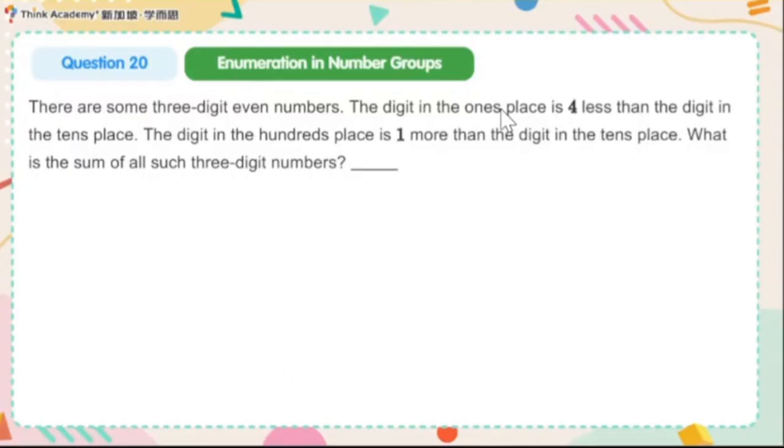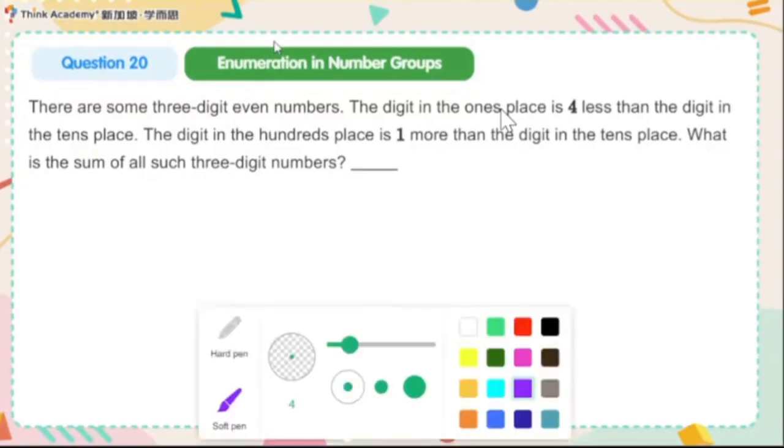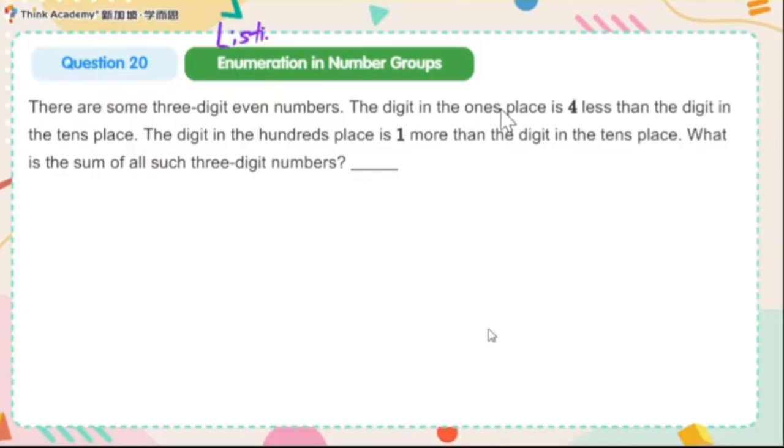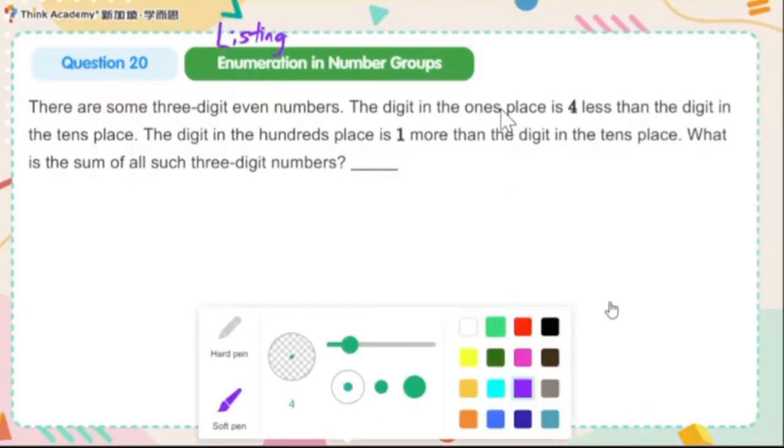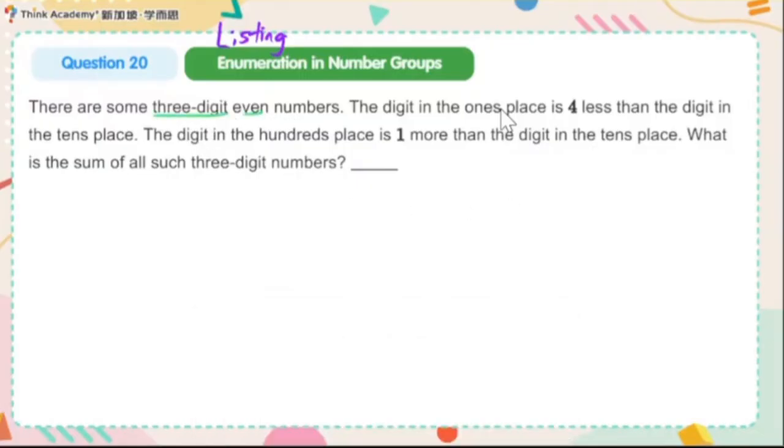Enumeration means listing. And for my fellow MHA kids, yes, you have seen this before. This is what you have just learned. Okay, so now there are some 3-digit even numbers. Now I admit, I was a bit evil by adding this even number here, right?